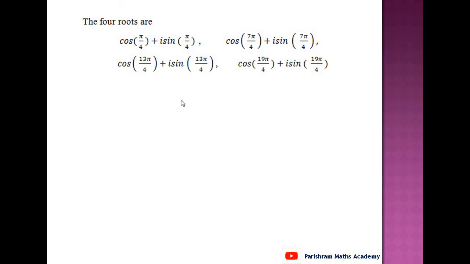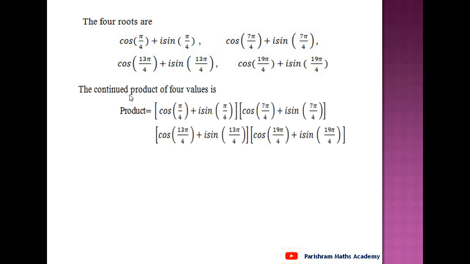We can find the continued product. And therefore, the continued product of the 4 values is: product equal to (cos of pi by 4 plus i times sin pi by 4) into (cos of 7 pi by 4 plus i times sin of 7 pi by 4) into (cos of 13 pi by 4 plus i times sin of 13 pi by 4) into (cos of 19 pi by 4 plus i times sin of 19 pi by 4).